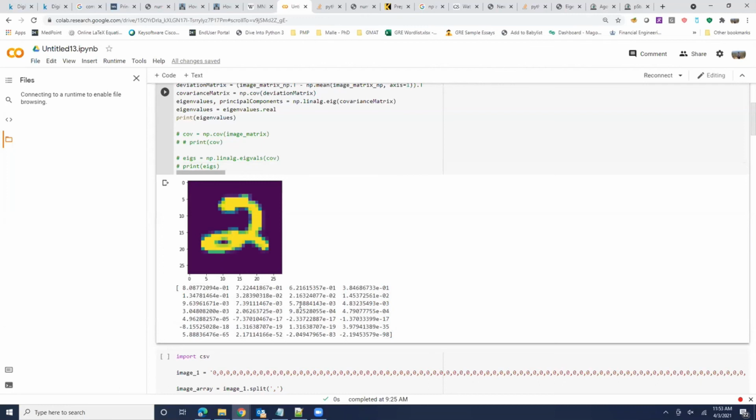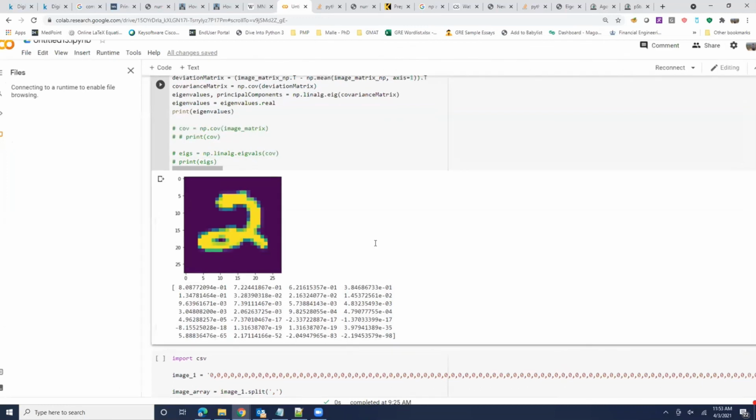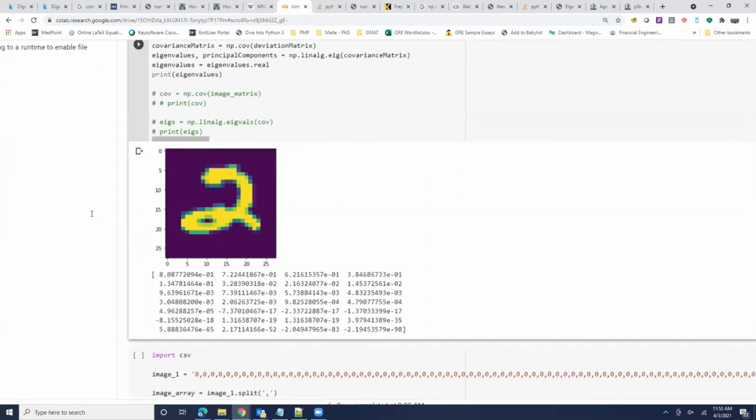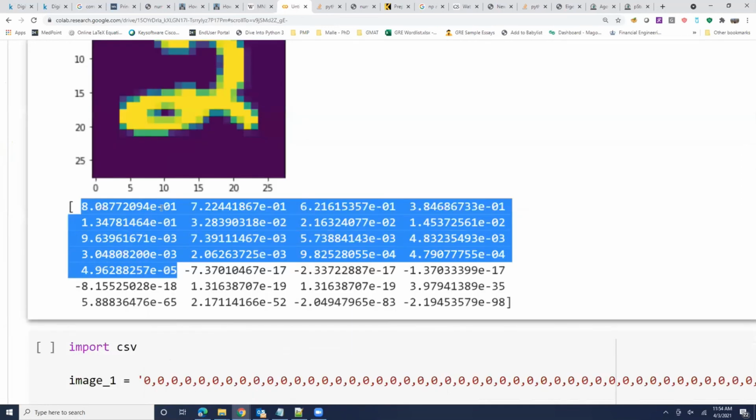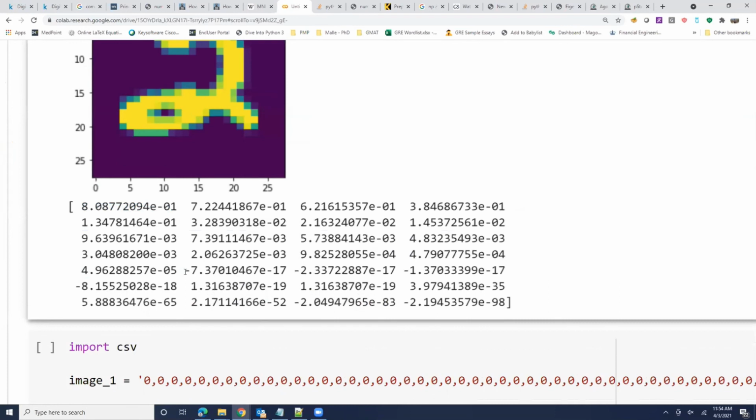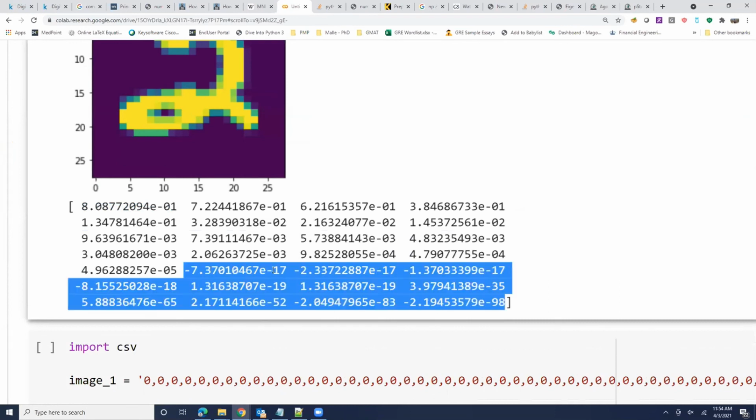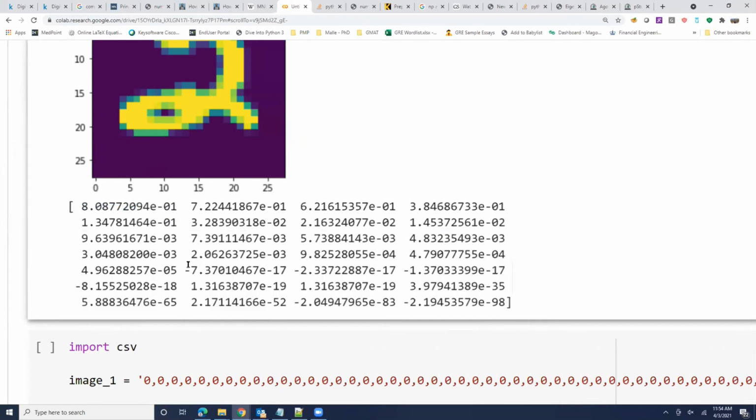If you can see these eigenvalues, notice that after I pass this eigenvalue, this is in exponential form, right? 8.08 times 10 to the power minus 1, 4.96 times 10 to the power minus 5. Look at these eigenvalues. This is minus 7 times 10 to the power minus 17. Compared to this eigenvalue, it is 10 to the power 16 times smaller, right? So the eigenvector corresponding to this is really insignificant.